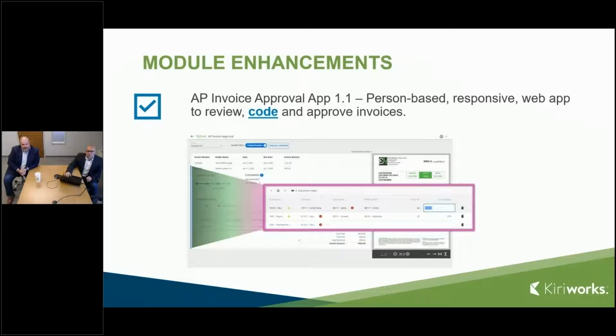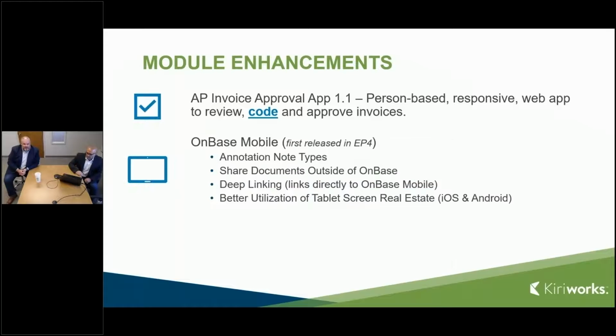We have a few customers using this, which is why I wanted to point it out: there's a new version of the AP invoice approval app, which, for those of you that aren't familiar with it, is a persona-based application, very similar to some of the things we're starting to see in the Hyland Experience platform, for reviewing and approving invoices. What's new in EP5 is the ability to do GL coding. So right from that line, I'm able to do the GL code.